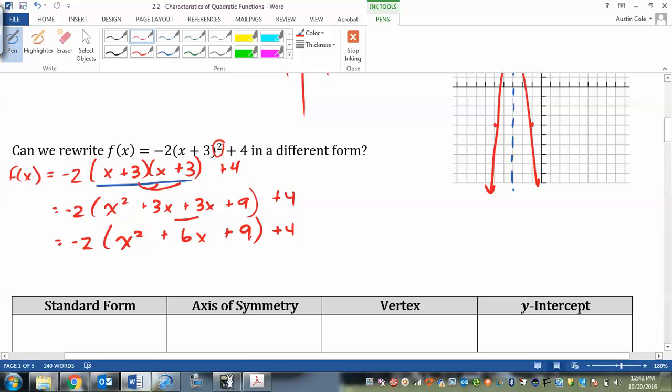Now here's the question. Do I add 4 first, or do I need to multiply by negative 2? Have to multiply by negative 2. So here we go. I'm going to distribute my negative 2 throughout there, and I'm going to get negative 2x squared minus 12x minus 18, and then I have this plus 4. What's negative 18 plus 4? Negative 14.